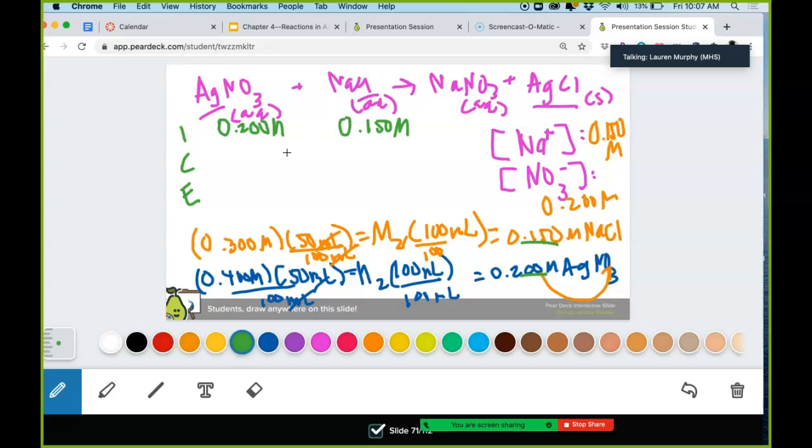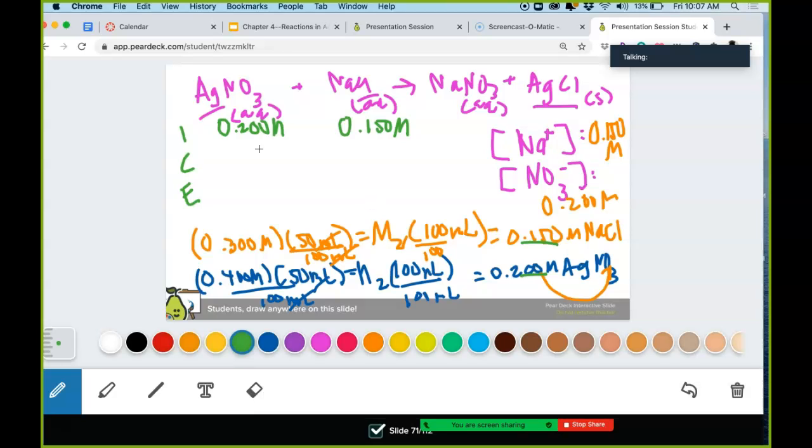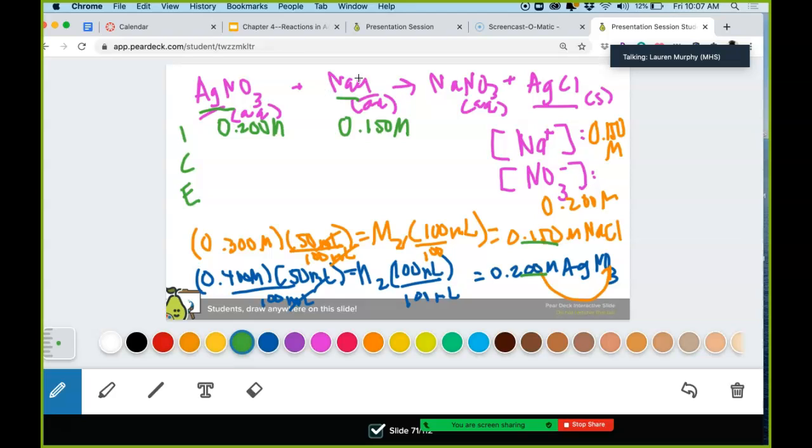Now what kind of problem is it? You have amounts of both reactants. What kind of problem is it? Limiting reactant. Now what's really nice is these guys react in a 1-to-1 ratio, so whoever is smaller is my limiting reactant because they're reacting in a perfect 1-to-1 ratio. So that's going to be sodium chloride.